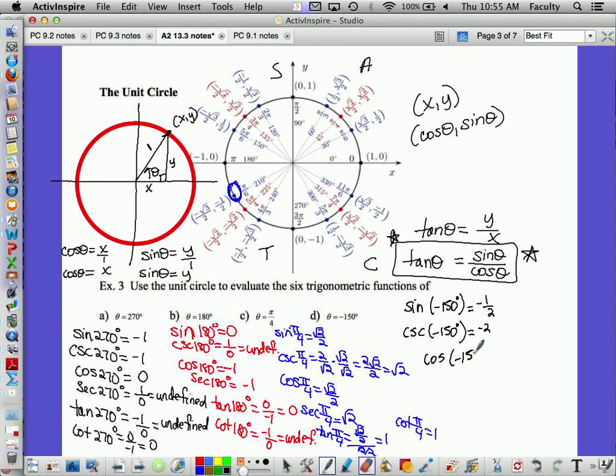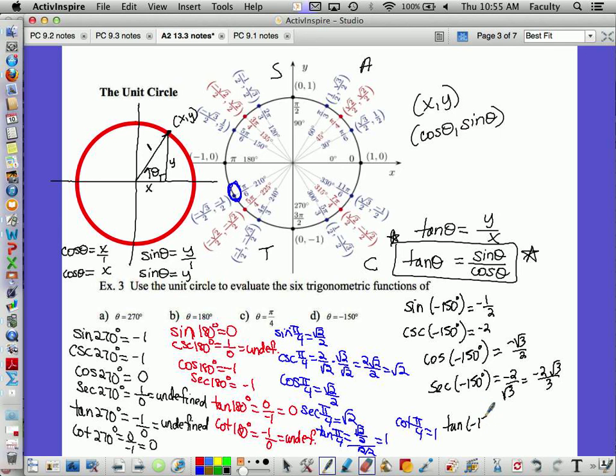Cosine negative 150 would be negative radical 3 over 2. Secant negative 150 would be negative 2 over radical 3, and that rationalizes.